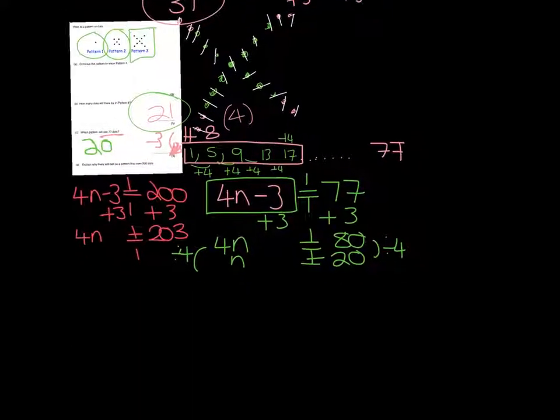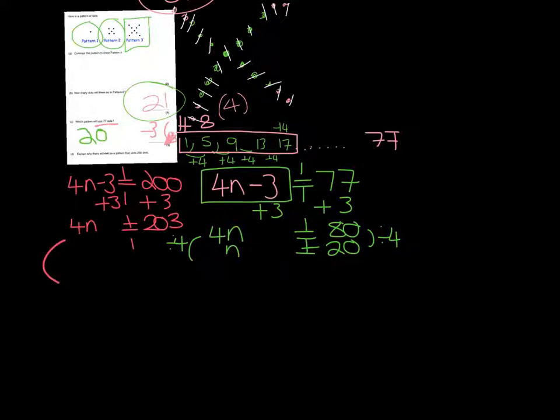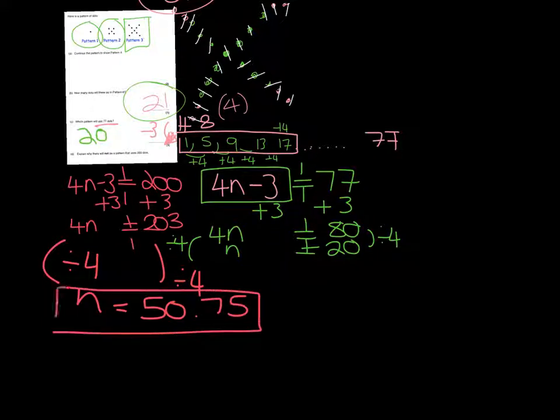Now, if we divide by 4 to get n on its own, 203 divided by 4, if you use your calculator or if you took your time and you were good at another method of division, would get you 50.75. Now, in order for it to be in the sequence, it has to have a whole number position. So n is 50.75, so it cannot be in the sequence.